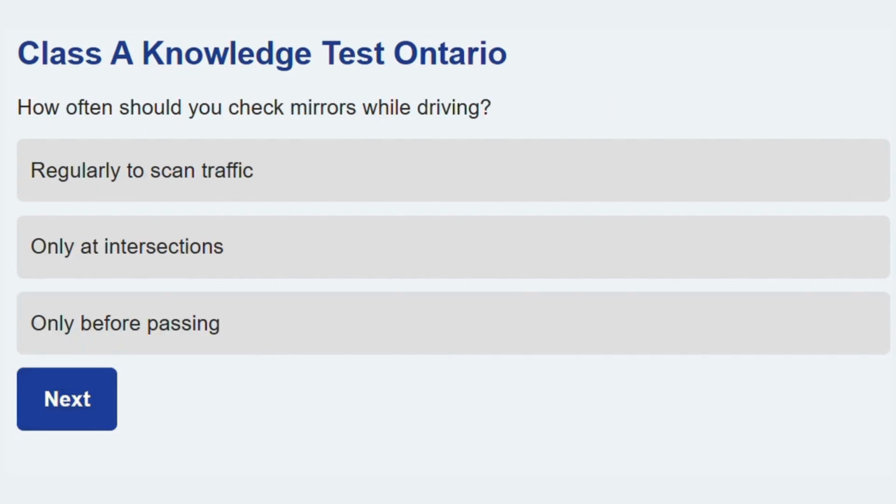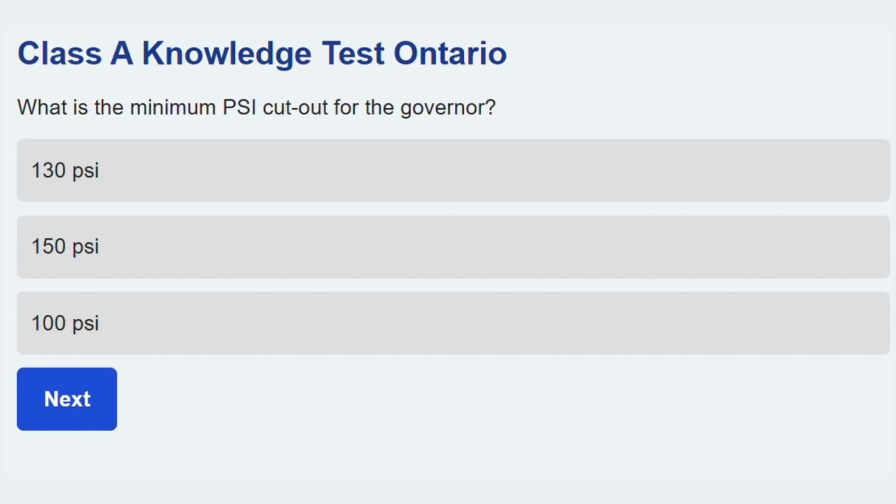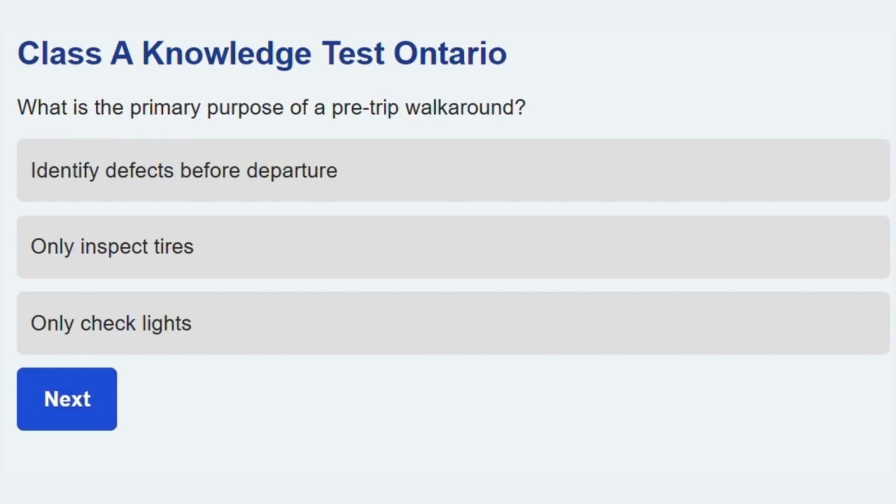Next up. How often should you check mirrors while driving? Regularly to scan traffic, maintains awareness of surrounding vehicles. Moving on, what is the minimum PSI cutout for the governor? 130 PSI. Stops compressor pumping to avoid overpressurizing.